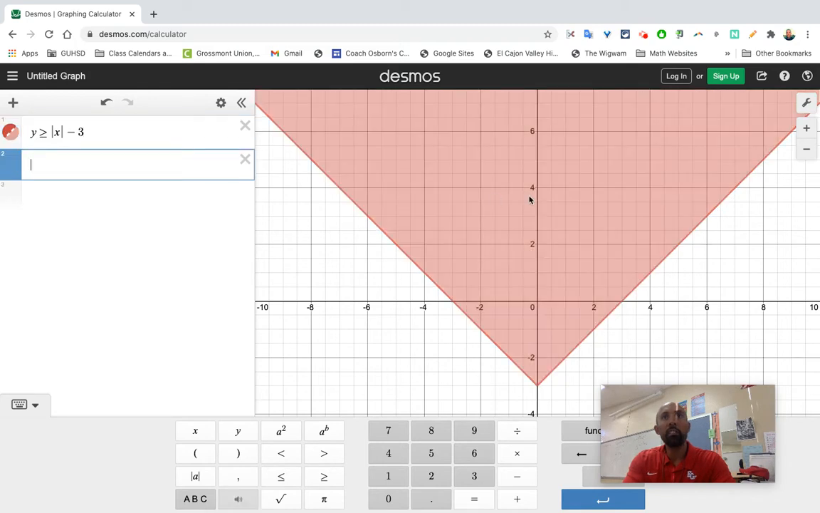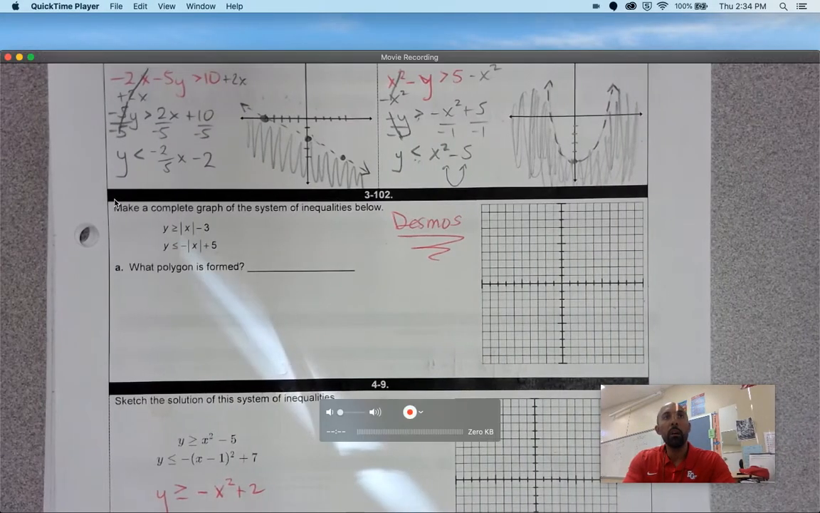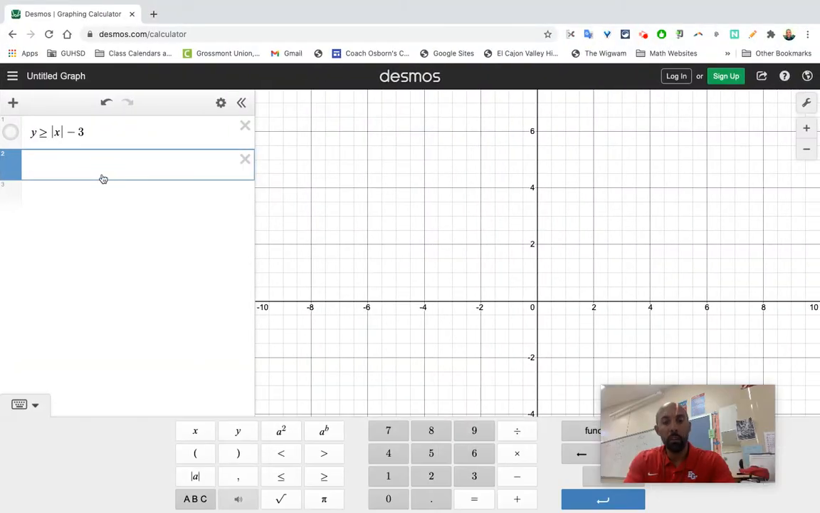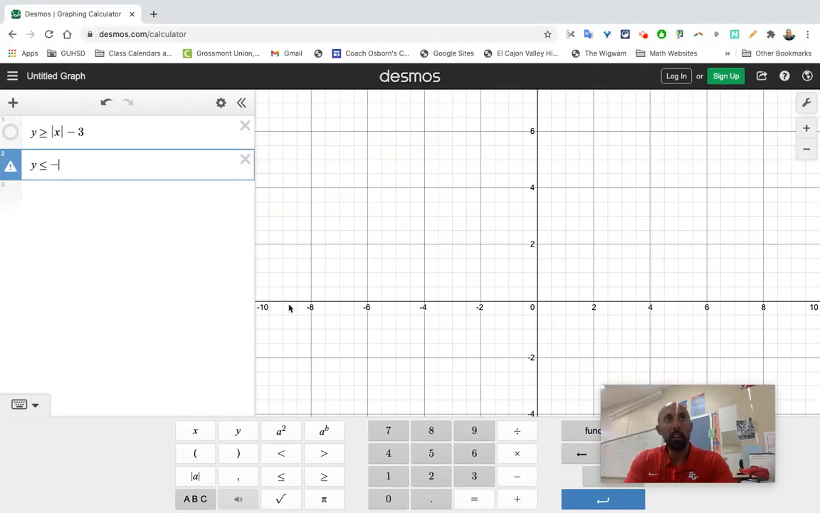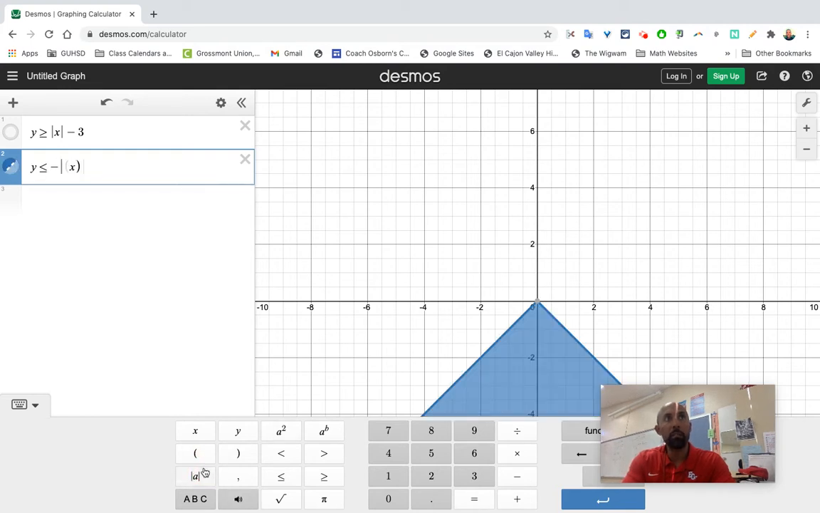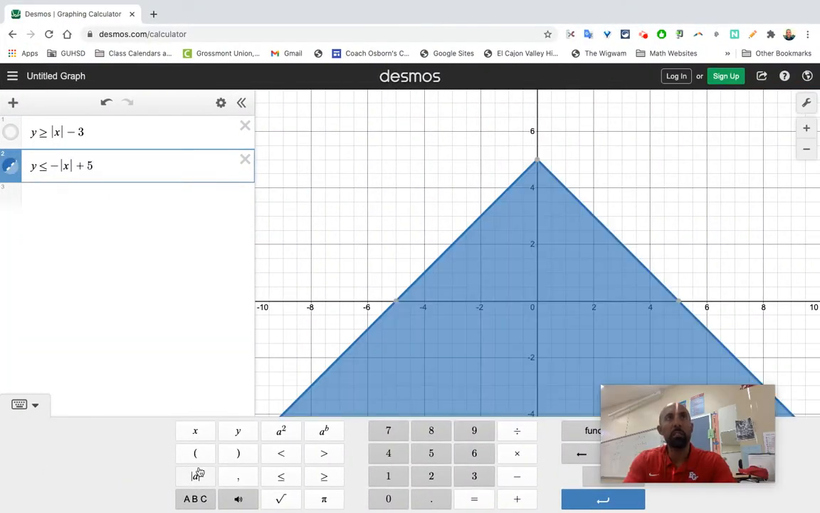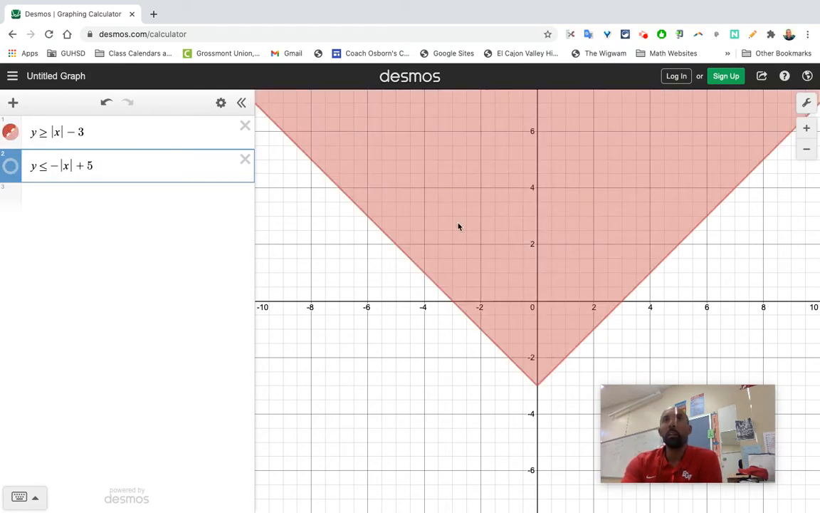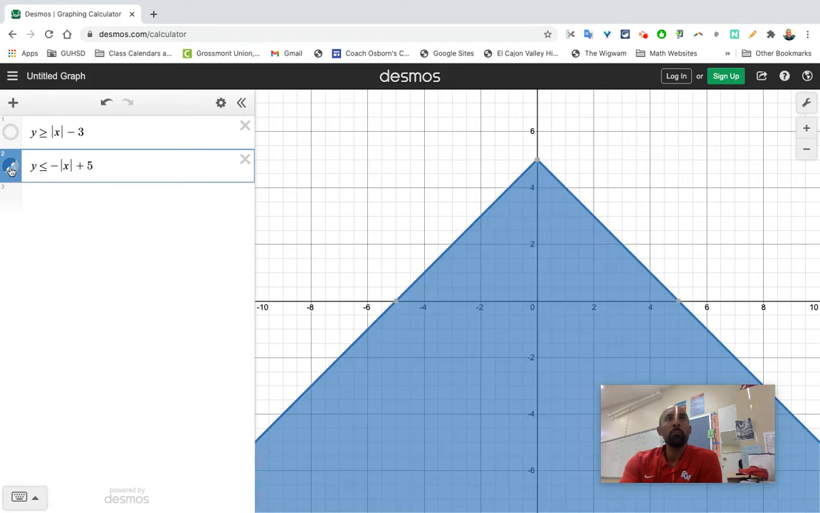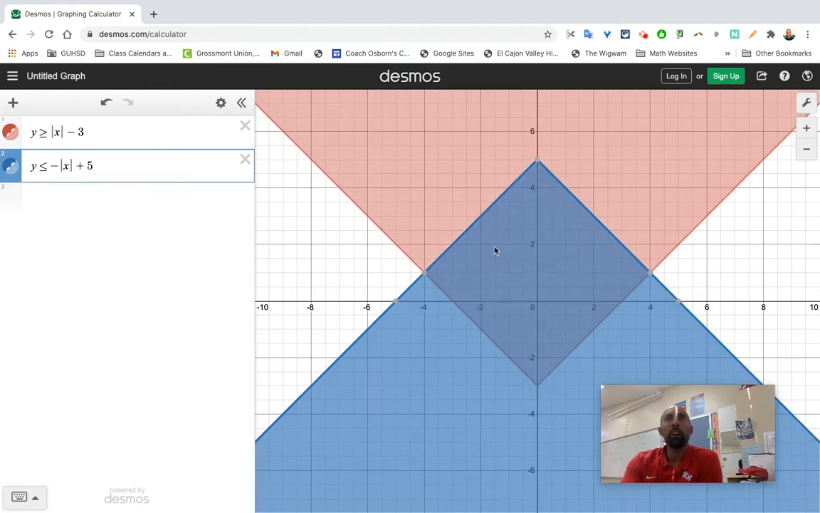Okay, and notice how it shades it automatically. It'll shade it for you. I'm going to turn that off for right now. And then y is less than or equal to the negative absolute value of x. Oops, I don't want all that. I think it was a +5. Okay, so that's how you type them in. And notice, again, if I do one at a time, it automatically shades everything for me. Same thing here. Now, if I turn them both on, notice it shows you that overlapping area where they're shaded. So I'm going to need some points to graph it.